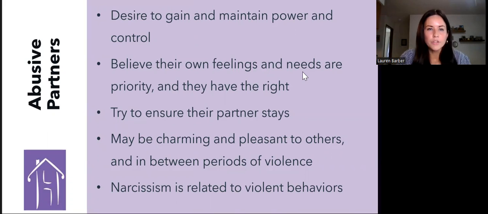Another thing about abusive partners is that there is a desire to gain and maintain power and control. They can feel like their own feelings and needs are a priority and that they have the right to hurt the other person. There's also a link between narcissism and violent behaviors. And a big theme is that the abusive partner, or both abusive partners, want their partner to stay. So it's a cycle of pushing them away with abuse and then pulling them back, and just a cycle over and over.